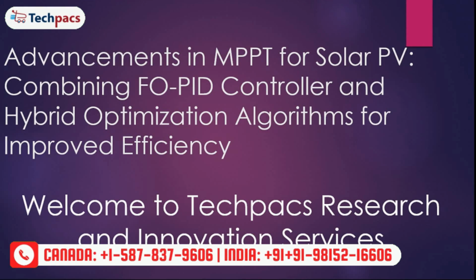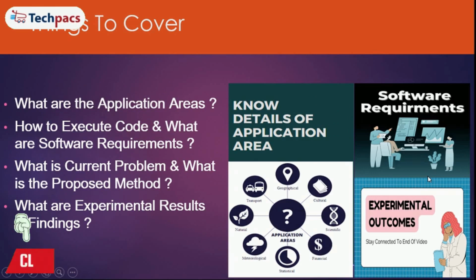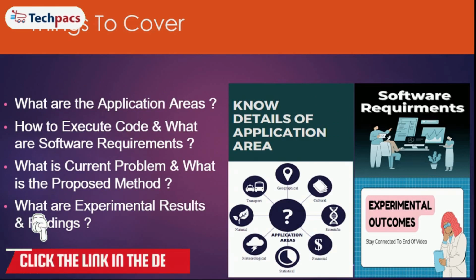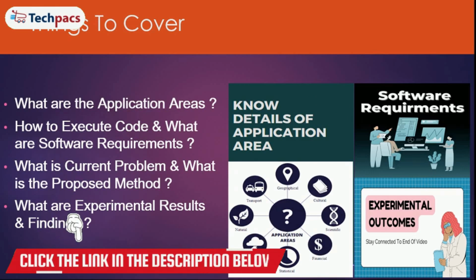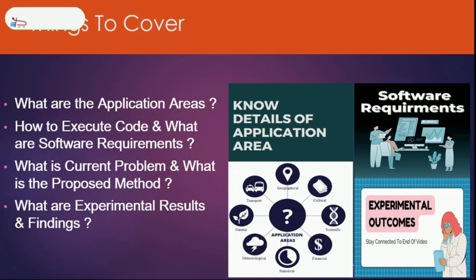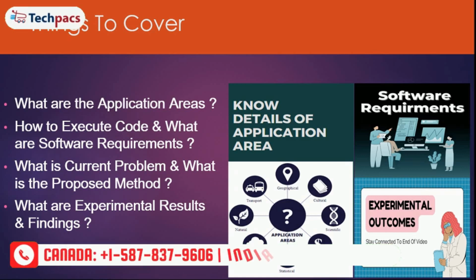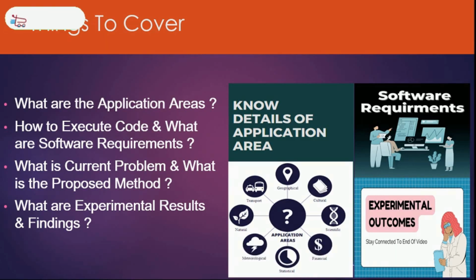Before moving to the video, let's talk about what we will cover. In this video, we will initially talk about the application areas in which the developed system can be used. Then we will talk about the code we have designed, how to execute it, and what the software requirements are. Along with that, we will discuss what the current systems were doing, the problems identified in them, the proposed system, and what we have developed. Finally, the experimental outcomes and findings will be shown.